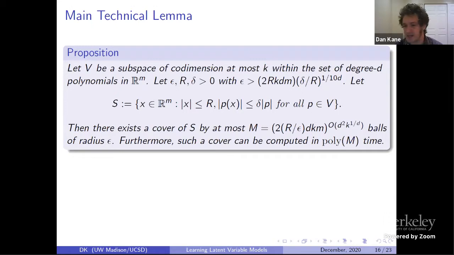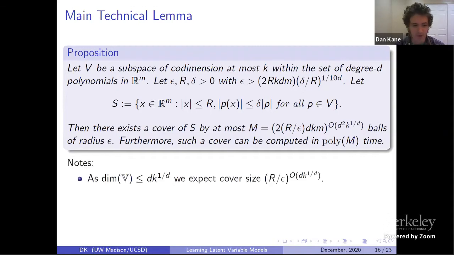And the size of this cover, the number of balls in this cover, is at most m, which is (2r over epsilon) to the d k m to the O of d squared times k to the 1 over d. And furthermore, we can actually compute such a cover in time polynomial in n. So basically what we're going to do is approximate this variety that we have by this union of balls. And a few comments about this. Firstly, we had the dimension of this variety was d times k to the 1 over d.